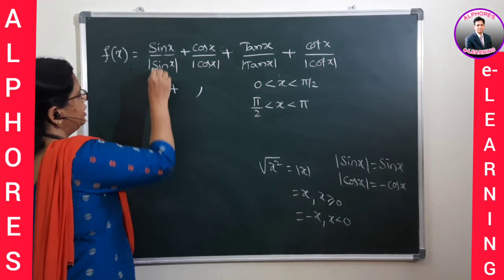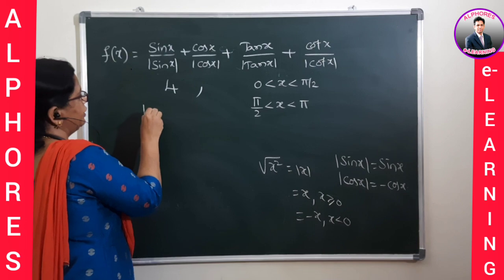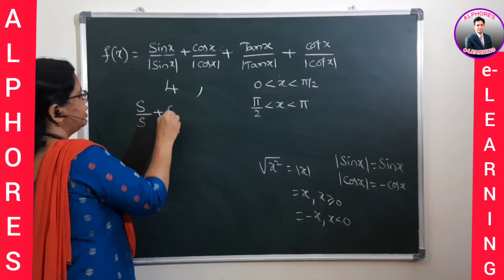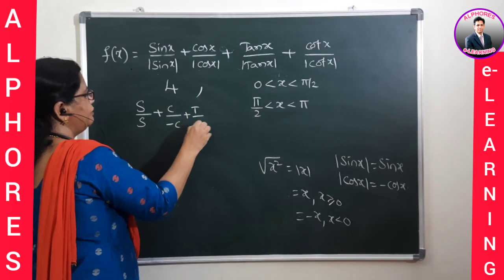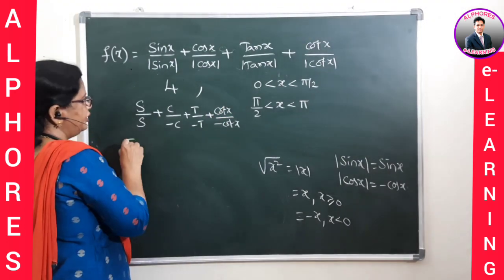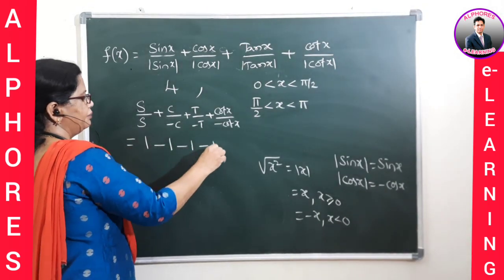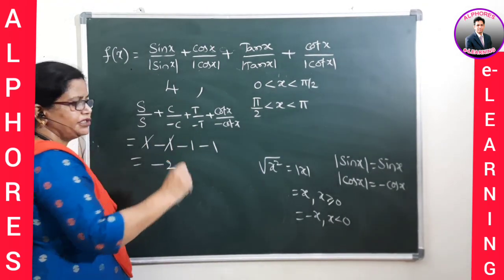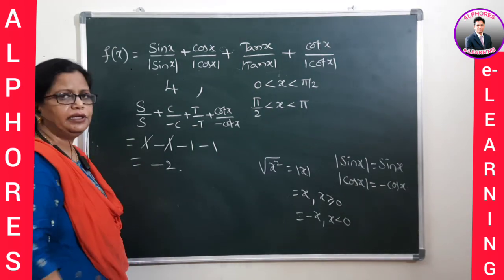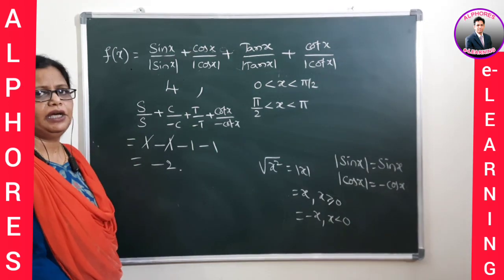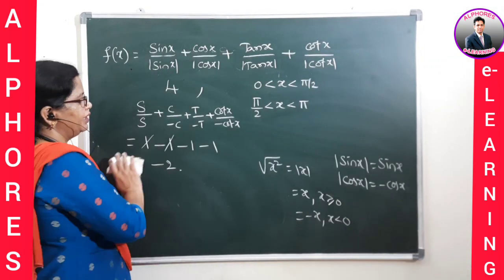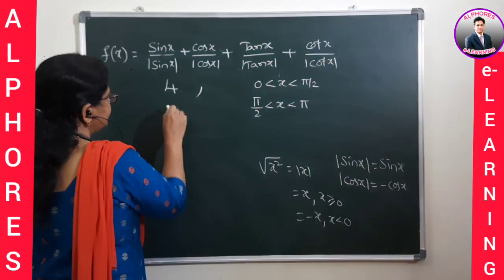Hence, what is the value you are getting here? Sine by sine is plus 1. Cos by minus cos. So it is sine divided by sine, plus cos by minus cos, and next plus tan by minus tan, again plus cot x divided by minus cot x. Hence, what is the value you are going to get? 1 minus 1 minus 1 minus 1. Therefore, it is nothing but minus 2. Therefore, whenever x is in the second quadrant, we are getting minus 2. And next, let us observe the value in the third quadrant. So I am confirming that for the second quadrant the answer is minus 2.